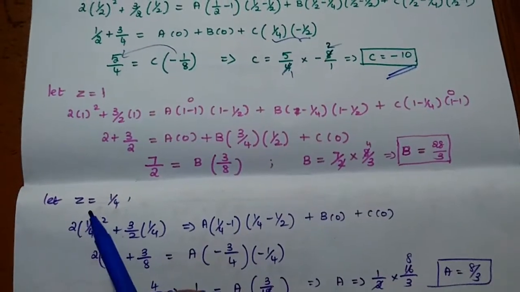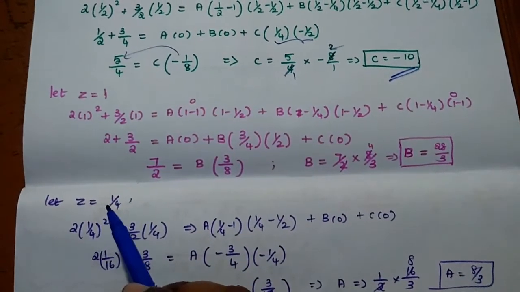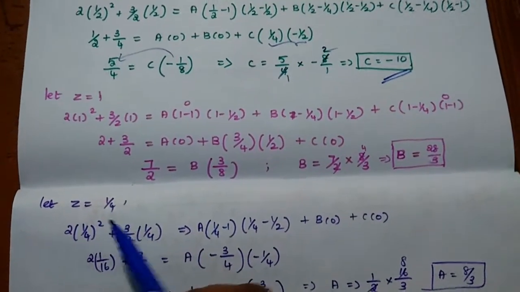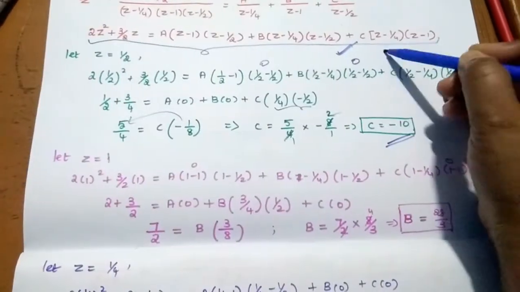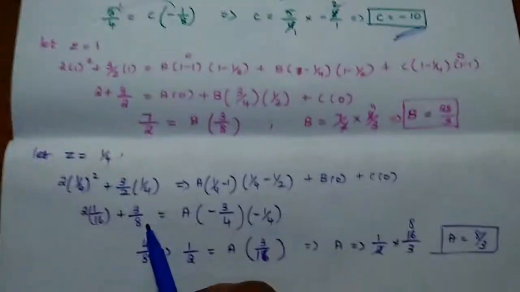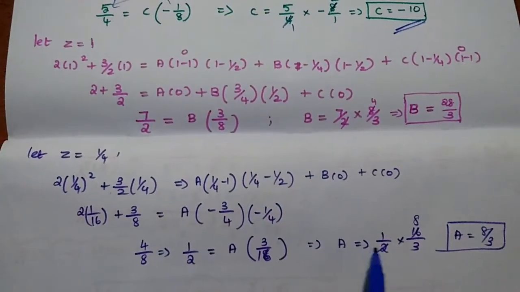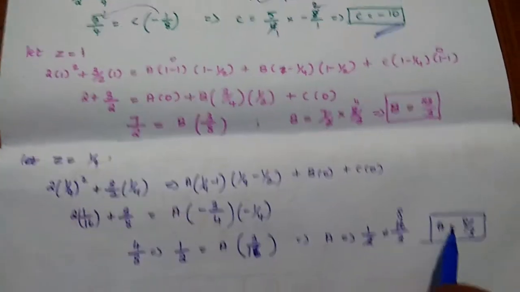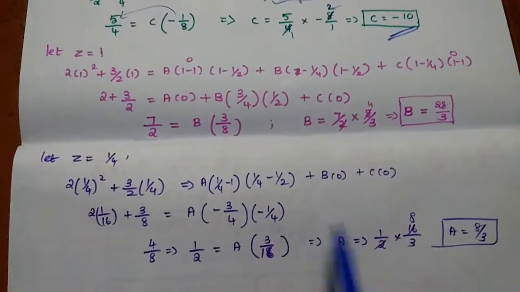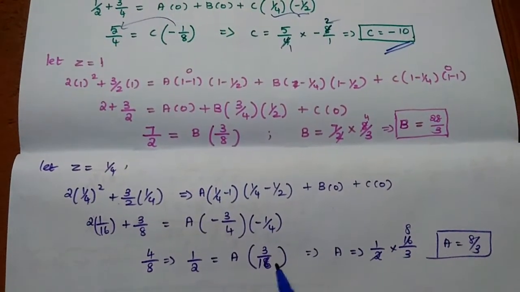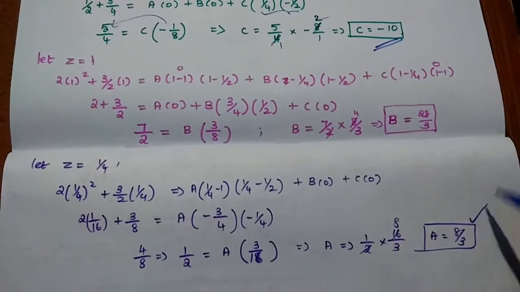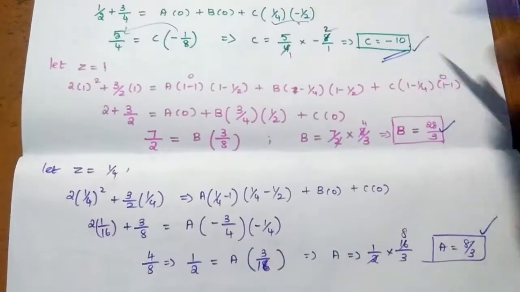And then finally, we are going to substitute the value z is equal to 1 by 4. So substitute this 1 by 4 in the same expression. We will get the values like this. So here a is equal to 8 by 3. Okay, so this is how we can find out the values of a, b and c.